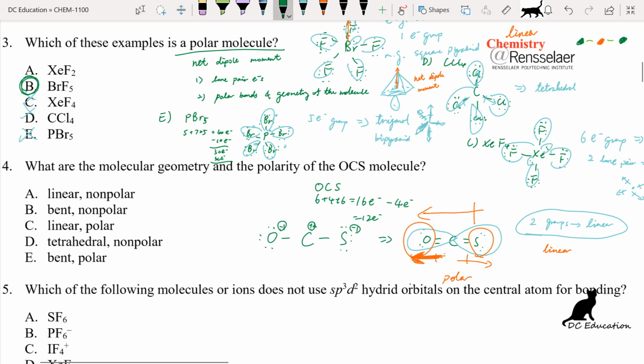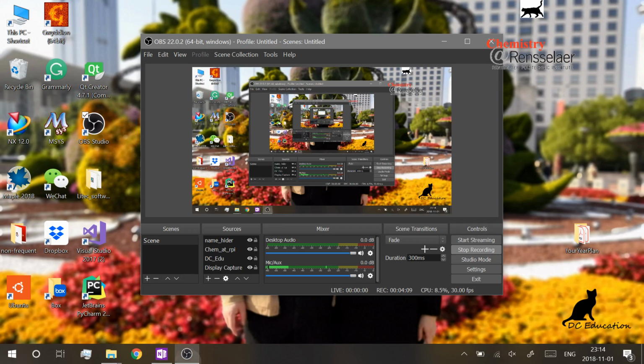So the correct answer is C, I believe. And we'll end here. Why is there a pen around here again? I'll try to switch it out.